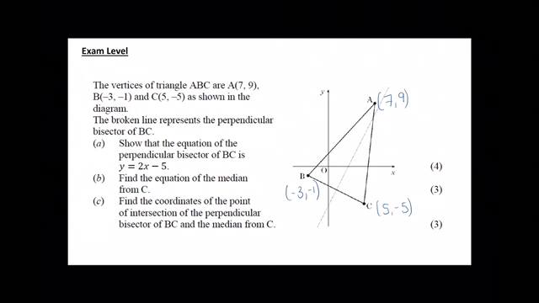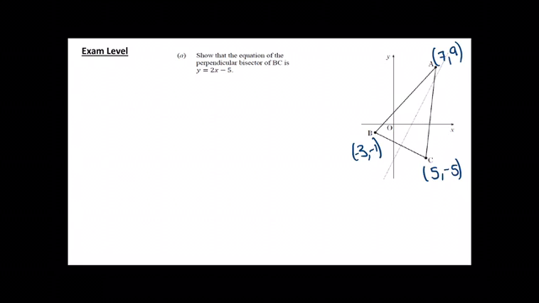Part B is asking us for the equation of the median, and part C wants us to find the coordinates of the point of intersection. So for parts A and B, I know that I'm going to have to set myself up for simultaneous equations to get through part C. So let's have a look at question A. Again, it wants us to show the equation of the perpendicular bisector of BC as y = 2x - 5. So that dotted line is the perpendicular bisector of BC.